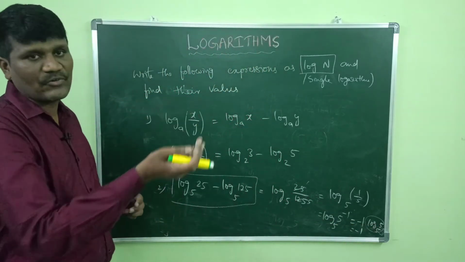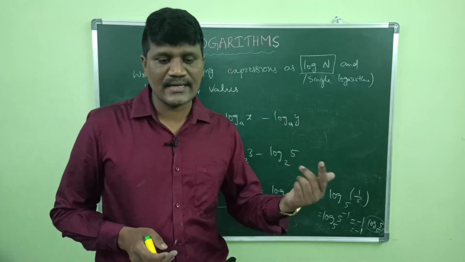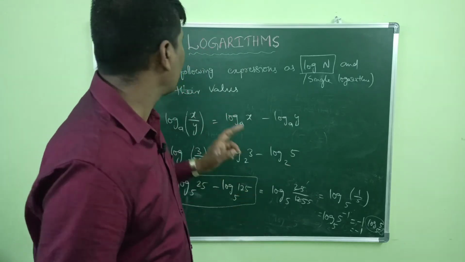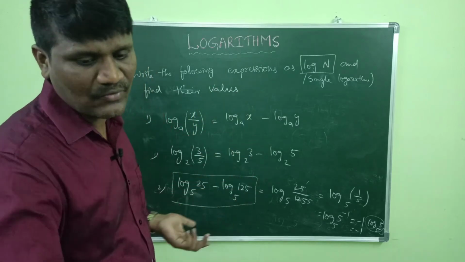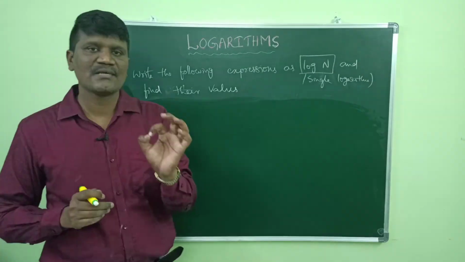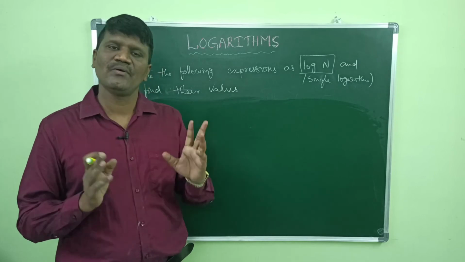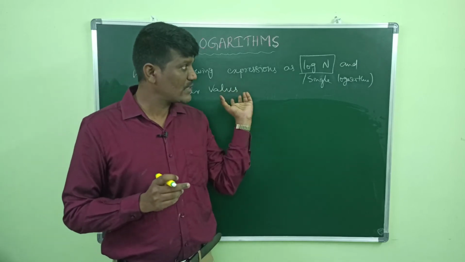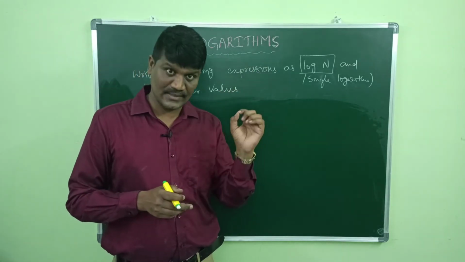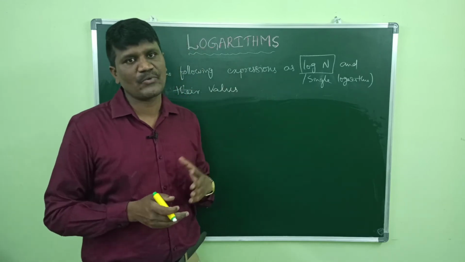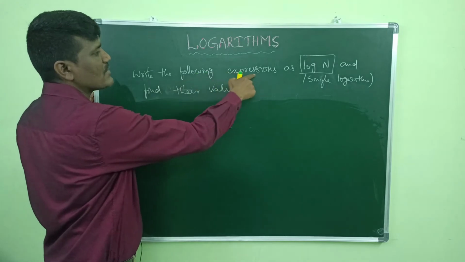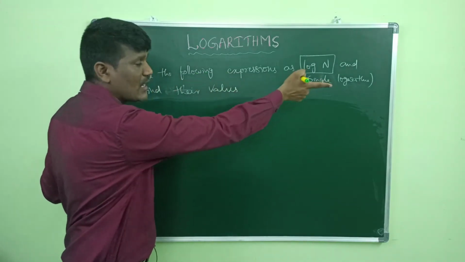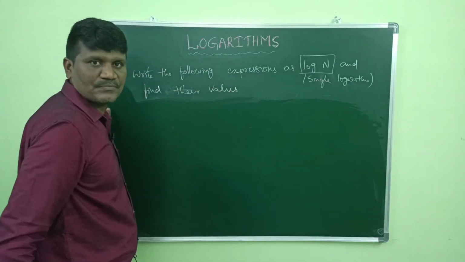Okay. So this type of problems. If you see in the textbook, you are having the second bit: write the following expression as log n and find their values. Different types of questions we are having. We use the power rule, product rule and the division rule. So using all these 3-4 formulas, let us do some problems. The first problem is, write the following expression as log n, that means a single logarithm, and find their values.